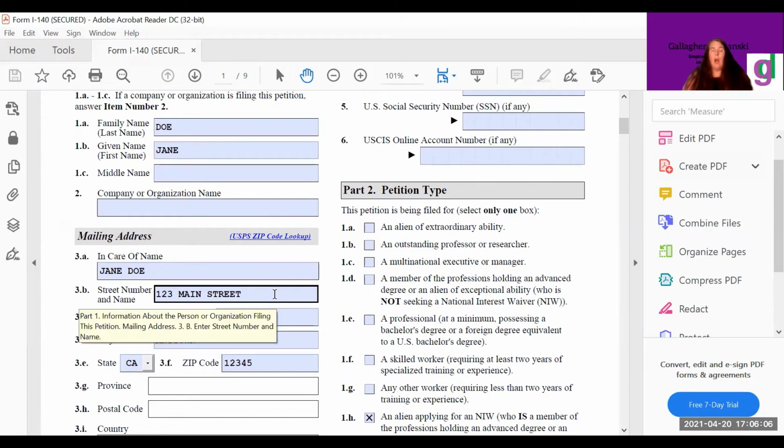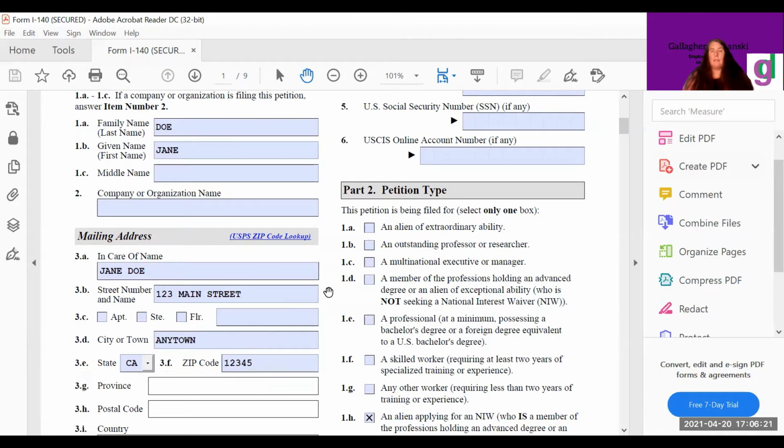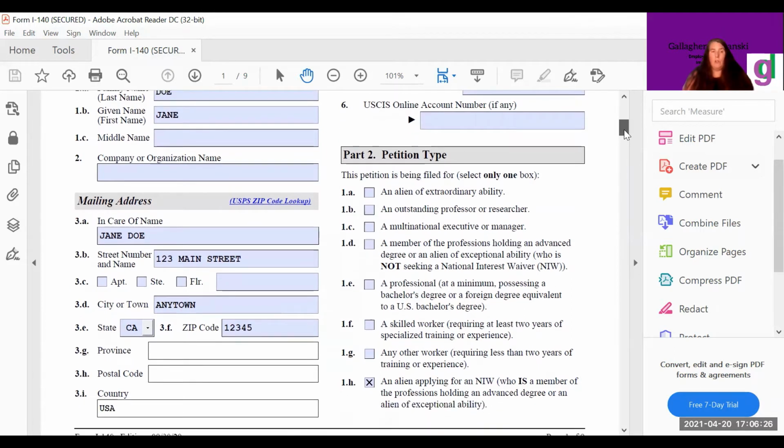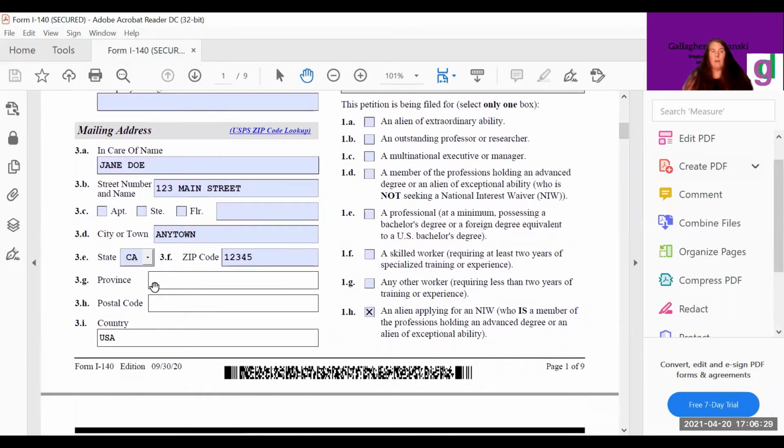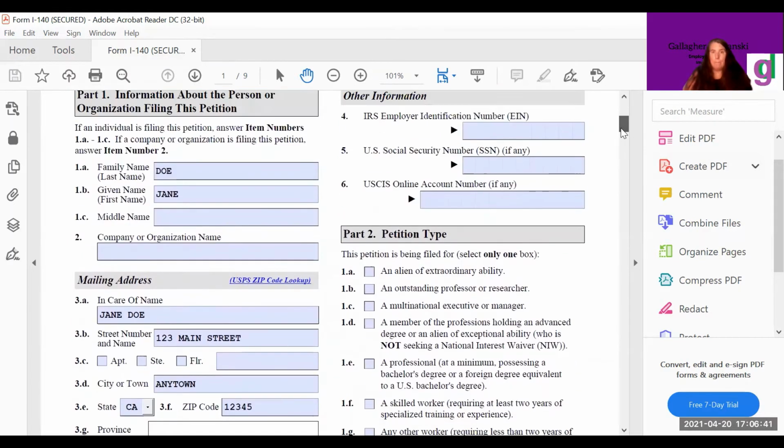Again, I'm filling this out for somebody who is in the United States, so their mailing address is a made-up one, but for the United States. If you have a foreign address, then you would put your foreign address, and you wouldn't have a zip code, you would have a postal code, and your country would say something different here. Okay, so you would not need to fill out anything here.